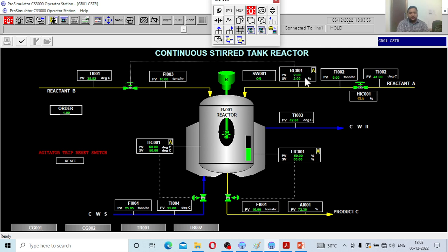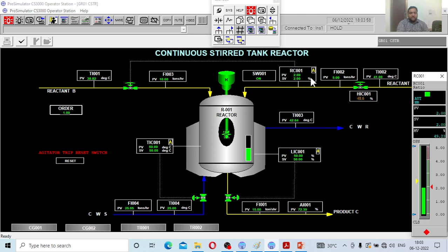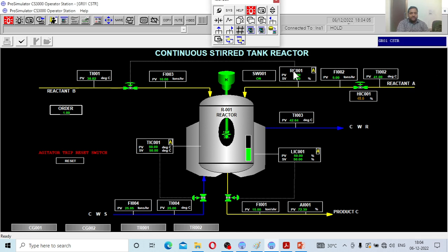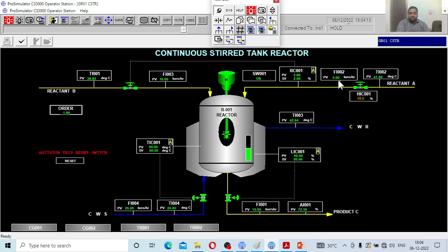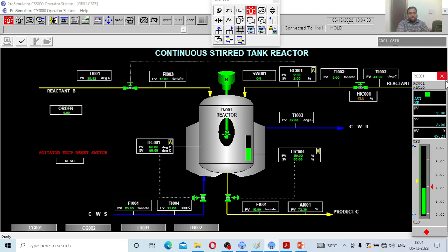The first controller that comes into play is the ratio controller. As we discussed in the ratio control video, it maintains a particular ratio of B to A, and presently it is 2. As you can observe, 5 tons per hour of A is going in, and accordingly 10 tons per hour of B is coming from this line and mixing in the reactor. The job of controlling this ratio is done by the RC ratio controller.